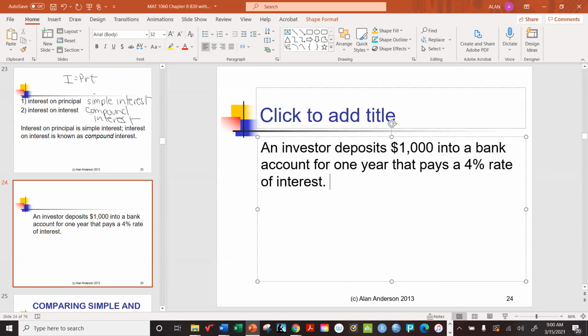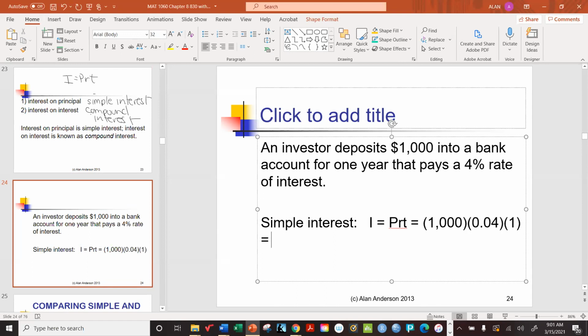Okay, so now, well, first of all, let's figure out the simple interest. We have I equals PRT equals 1,000 times 4% times a year, which is $40, of course.